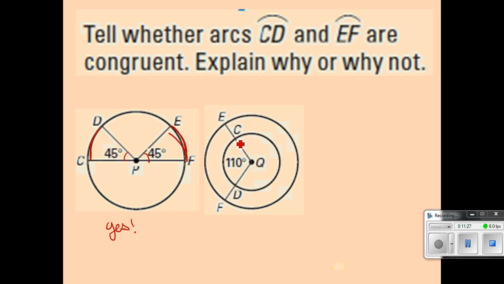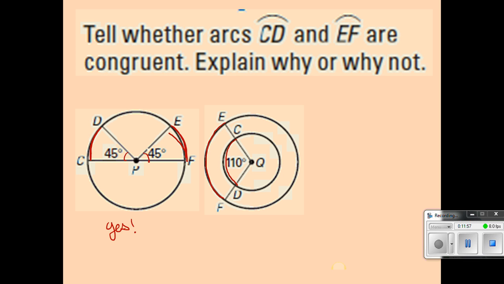CD and EF. Okay, in order for the arcs to be congruent, they have to be the same measure in the same circle. Well, they're not the same circle because we have two different circles here. We have circle Q, inside circle Q, and then we have the outside circle Q. Okay, so they're not the same circle.